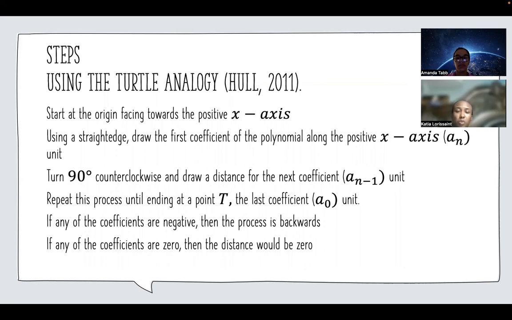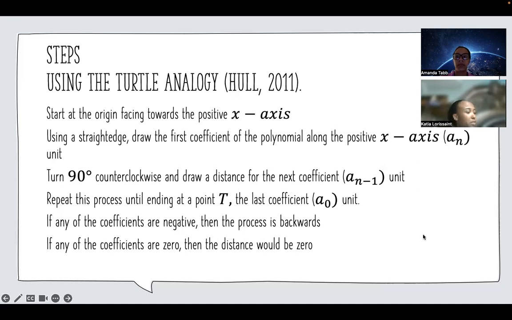The first point, we would call it whatever you want, whether you want to call it A or O, whichever letter you want to use. But for this purpose, we will use T, and the last coefficient would be a sub naught, or the constant term. And if any of the coefficients are negative, then we basically go backwards. And if any of the coefficients are zero, meaning a term is missing, then the distance would simply be 0.